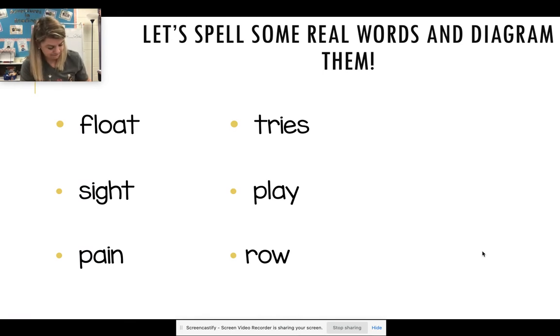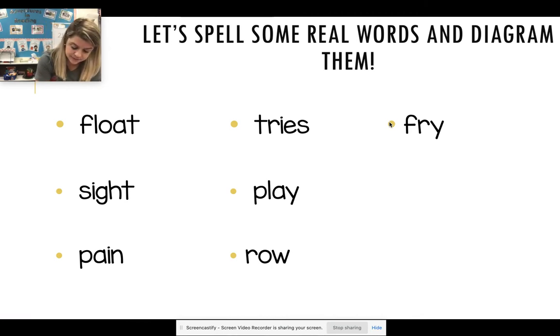Number 7, fry. Fry. I hear it at the end. It's a 1-syllable word. Fry. No other vowels. It's going to be Y. Very good. F-R-Y. Fry.